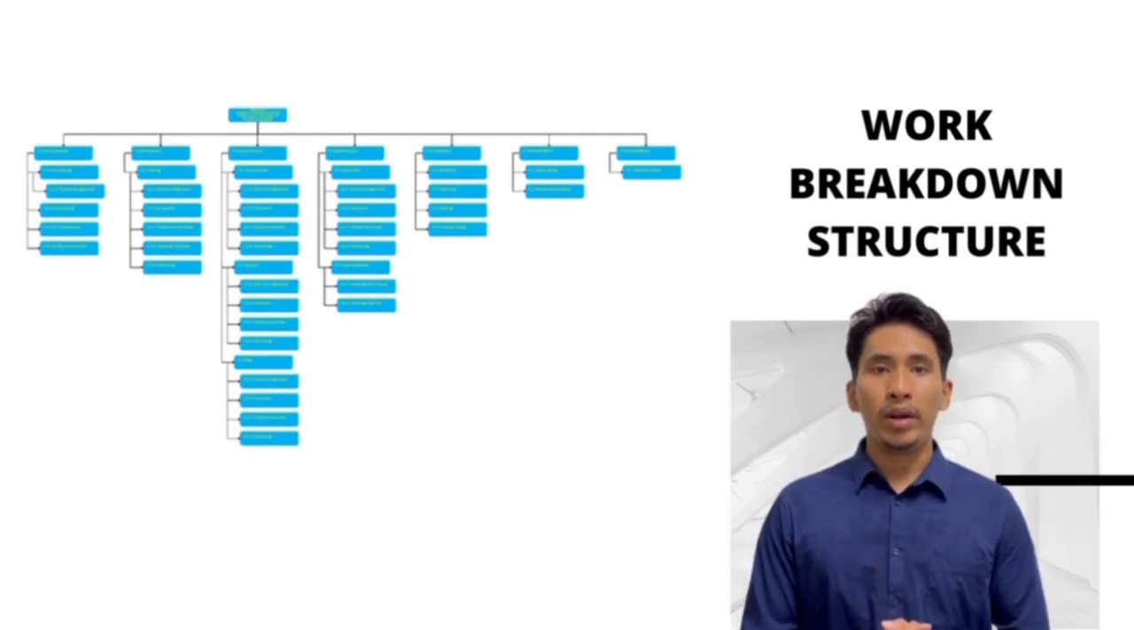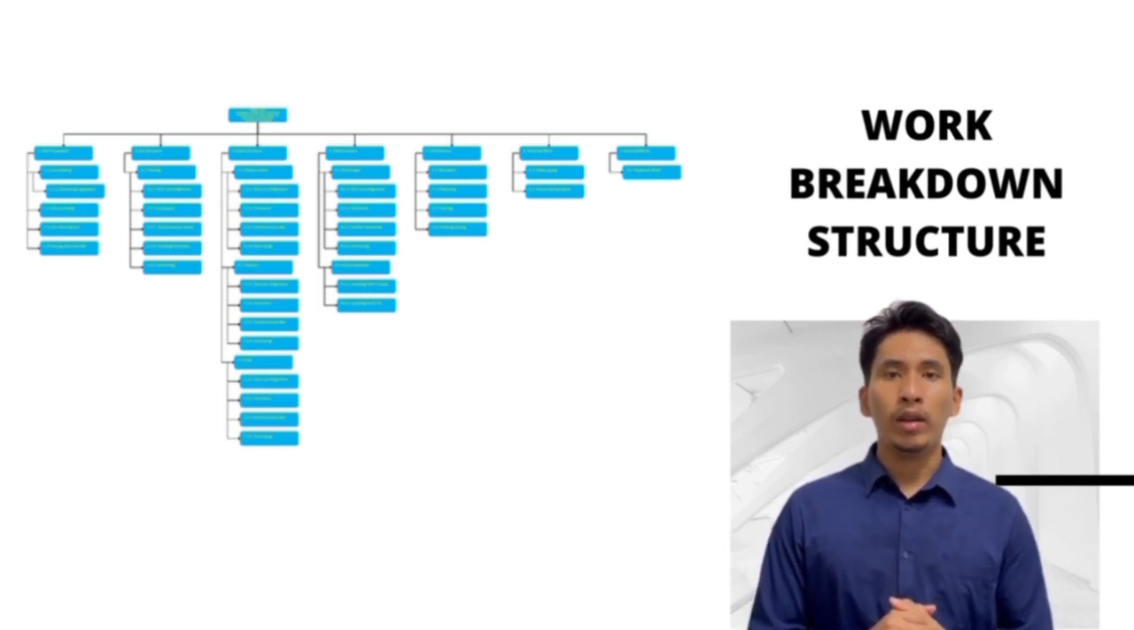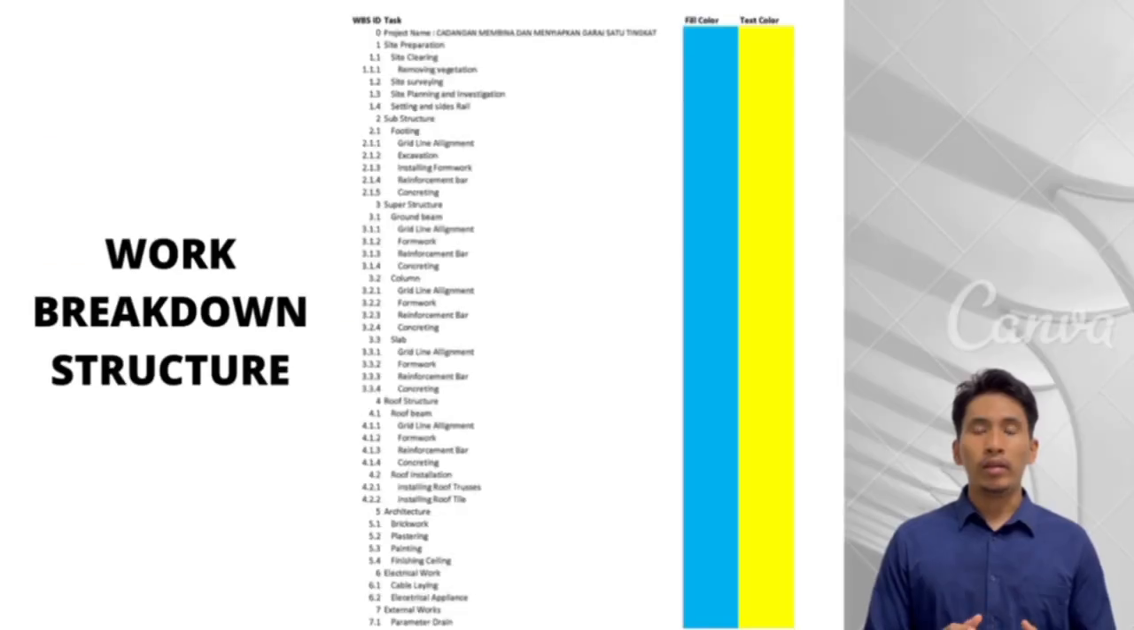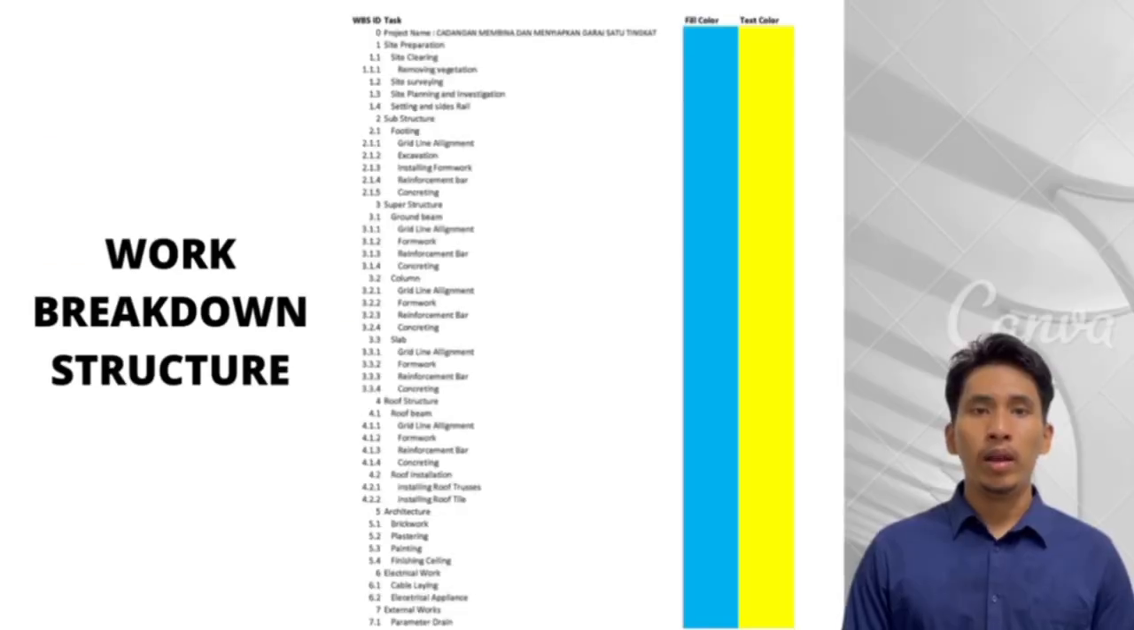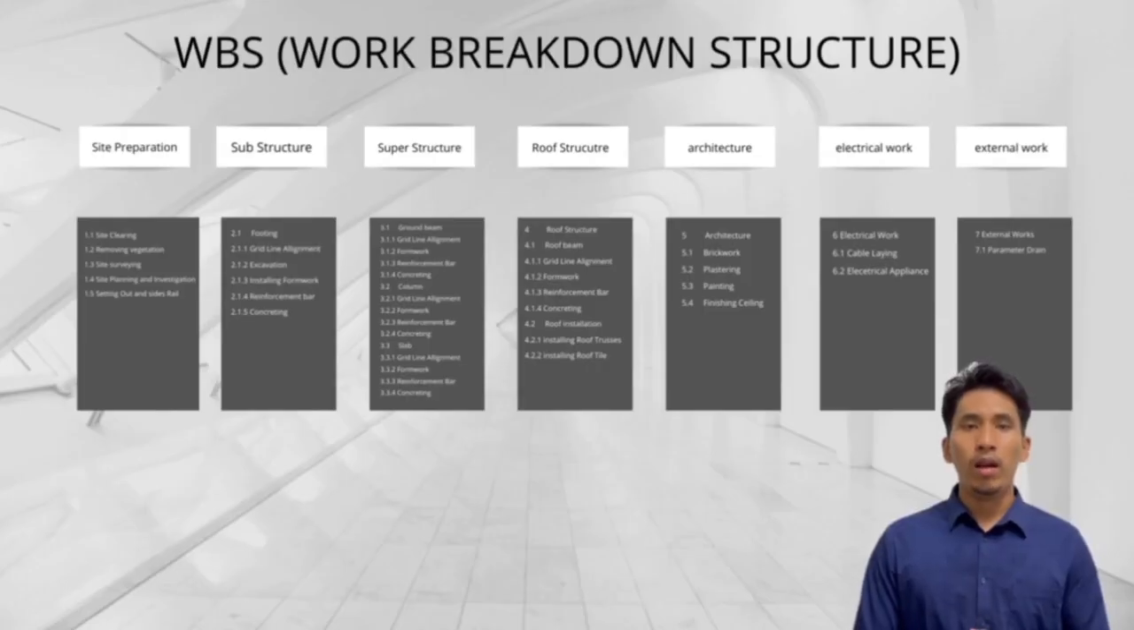This project will be separated into seven main works, the first of which is site preparation. In site preparation we will start with the site clearing, removing the vegetation, site survey, and setting up. Then the substructure will start with the footing work from the grid line to the rebar work, ending with the concreting. Third and fourth are the superstructure and roof structure.